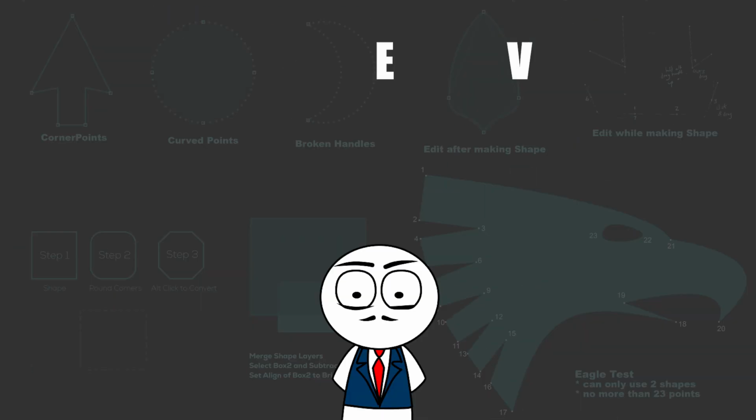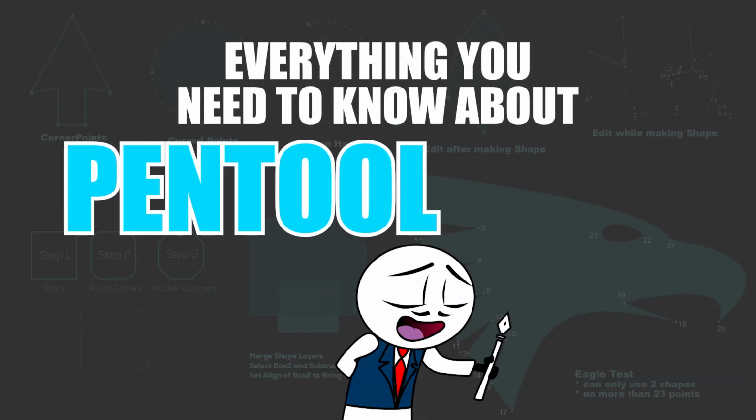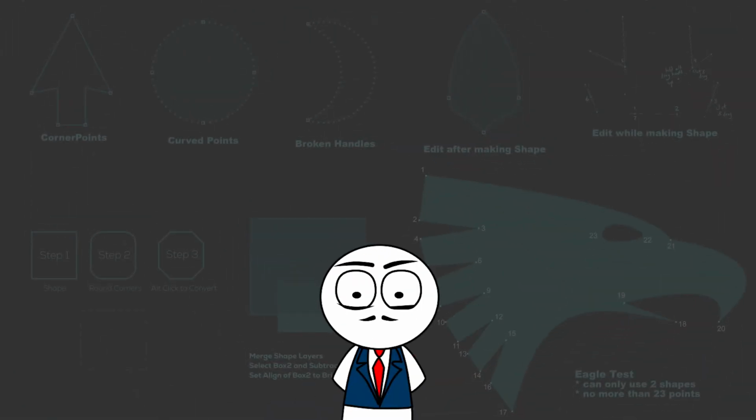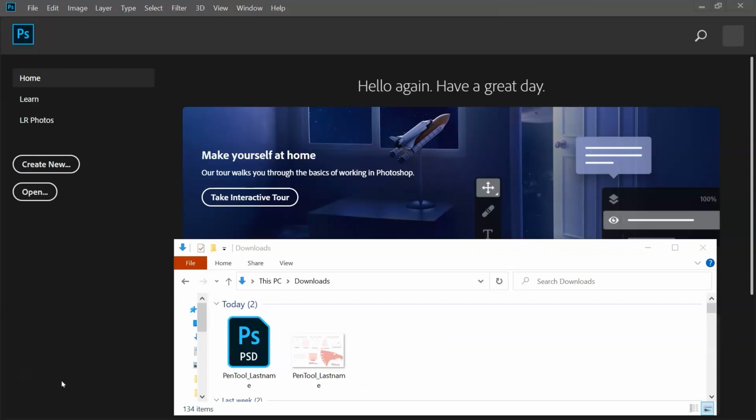Today we're going to cover everything you need to know about the pen tool, direct selection, and shapes because they work together. You can download the file and follow along. Let's jump into the action. Once you download the file, we're going to drag this into Photoshop.